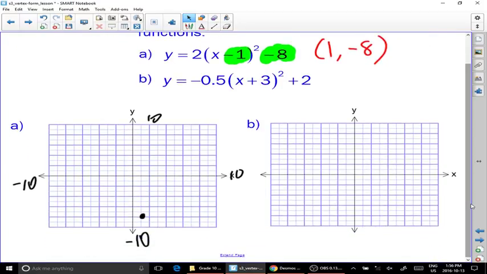So let's try that. I'm going to go over 1, up 2. That's going to land me right here, and I can do it on both sides. Over 1, up 2. Then after I do that, I'm going to go from those red points, over 1, up 6, and I land right there.